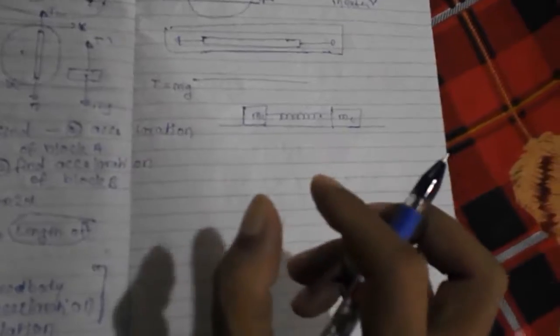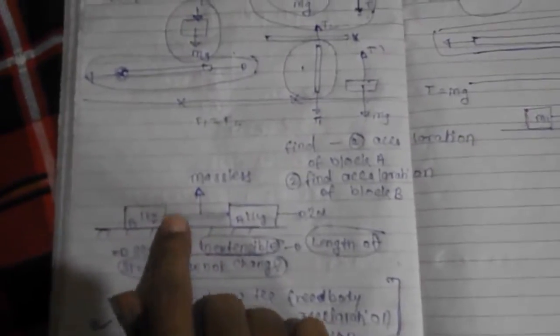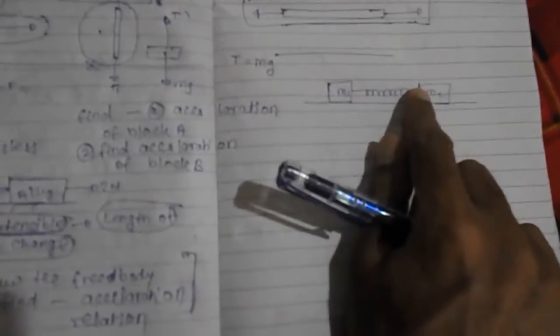This is m2. Here they are connected by a spring. So we will learn one by one about everything: what happens if they are directly connected, what happens if they are connected by string, how to solve if they are connected by string, and how to solve if they are connected by spring.